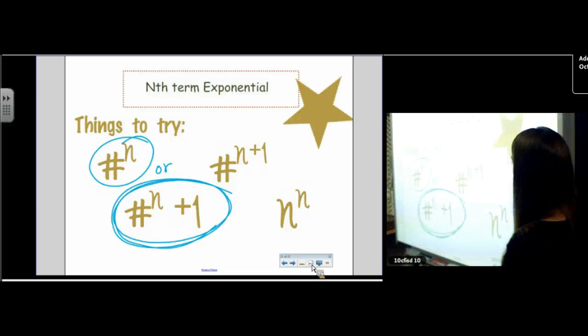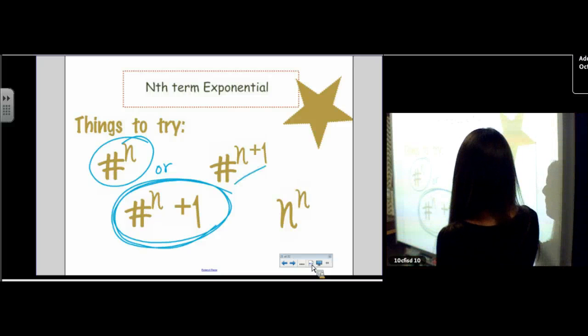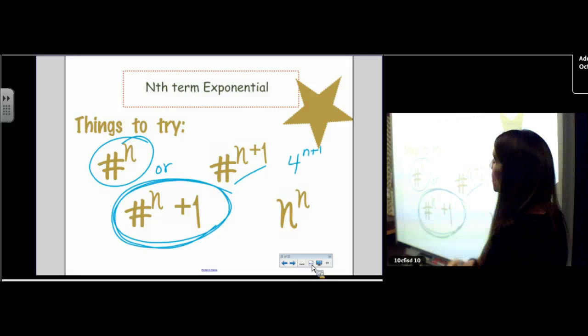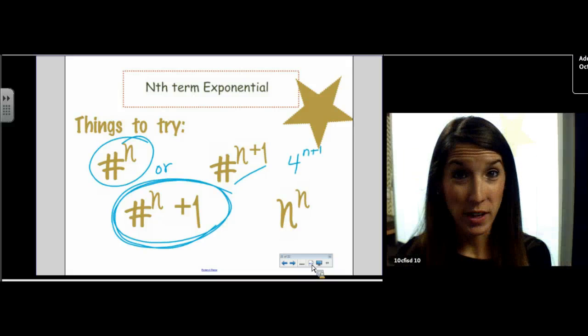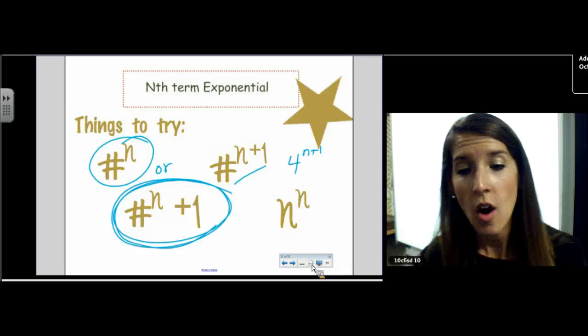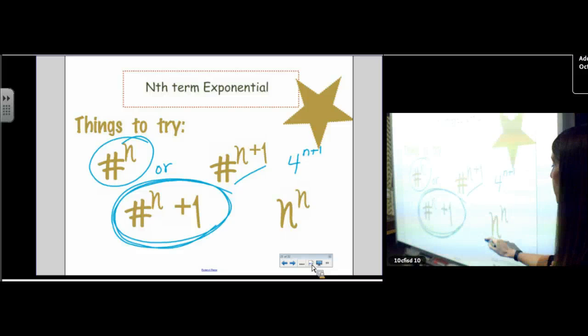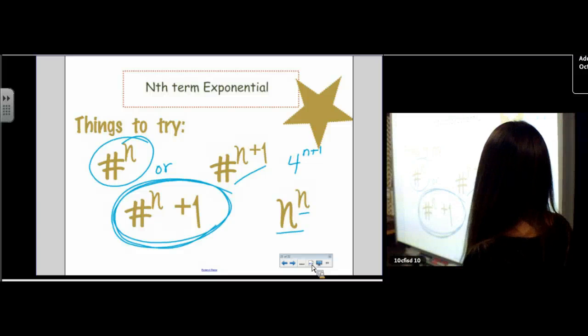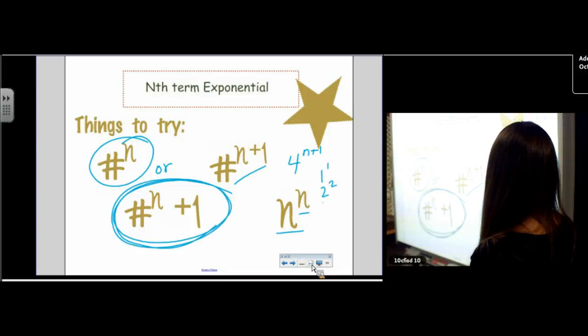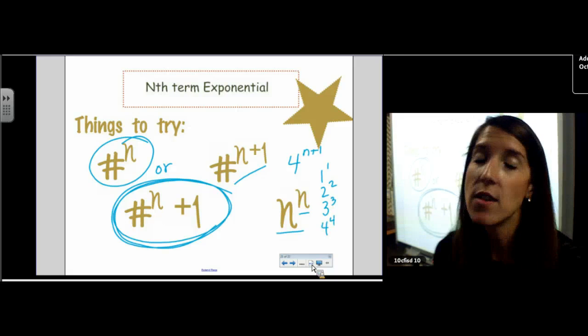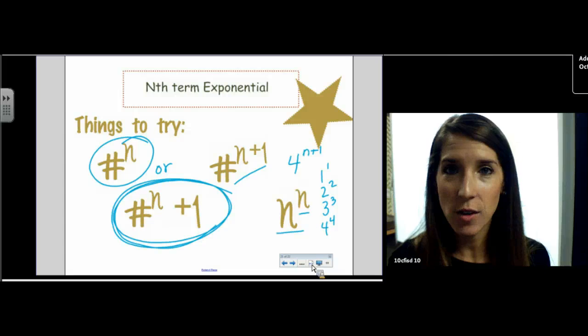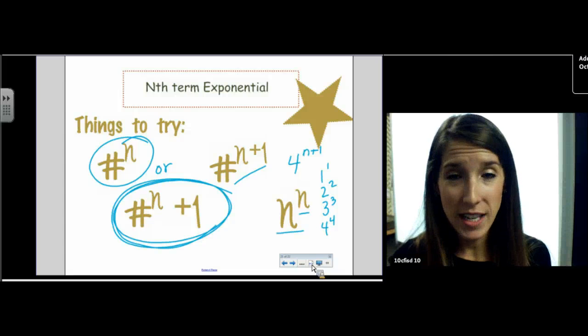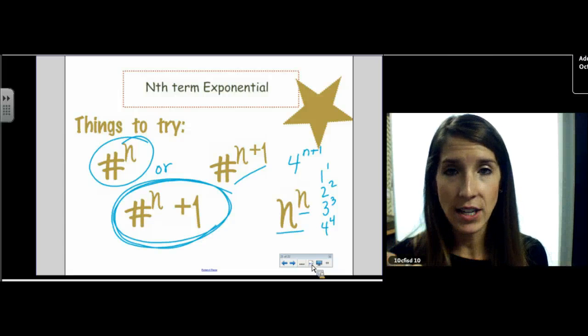Like this one. Your answer, ours could have been 4 to the n plus 1. You can add 1 to the exponent, and that's kind of tricky. Or you could even have one that's n to the n, which is kind of crazy. So that would be like 1 to the 1, 2 to the 2, where you're changing both of them. So I just want to let you know that even though I didn't work every single one of these in class, on your homework tonight, you're going to see one of each of these.